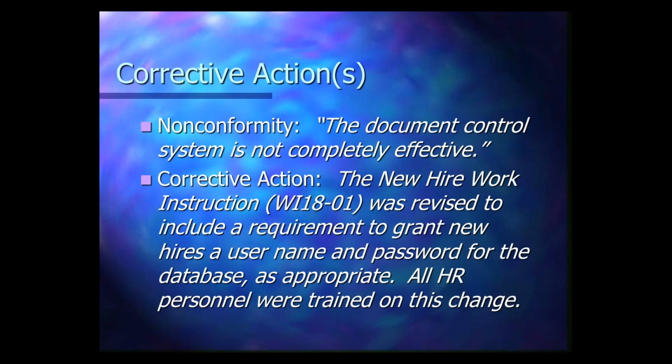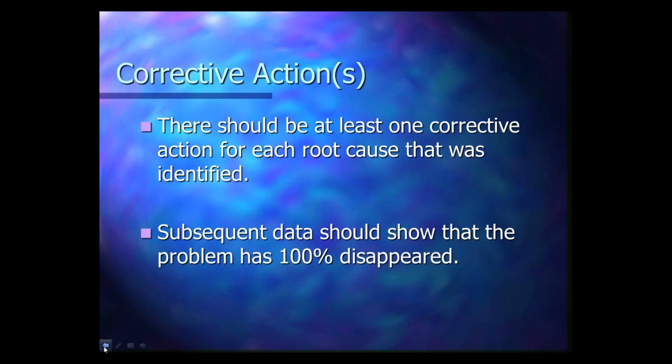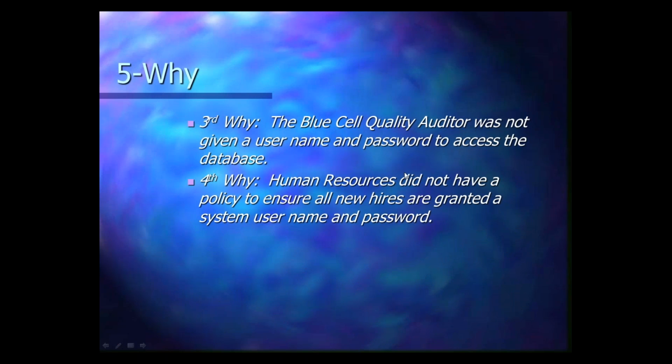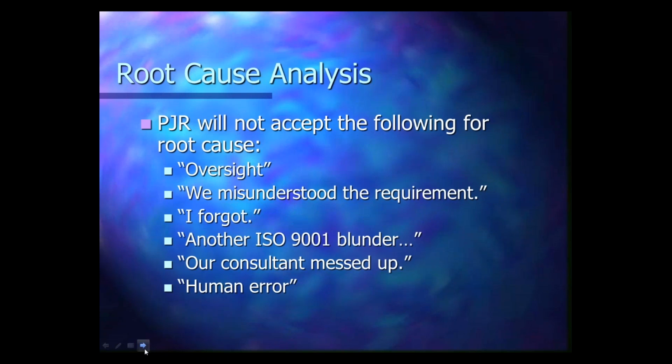Our second example, the document control system not completely effective. Our corrective action: the new hire work instruction was revised to include a requirement to grant new hires a username and password for the system. All HR people were trained on this change. Does this corrective action address the root cause? We'll go back and check. HR didn't have a policy to ensure all new hires are granted a system username and password. That's our root cause.